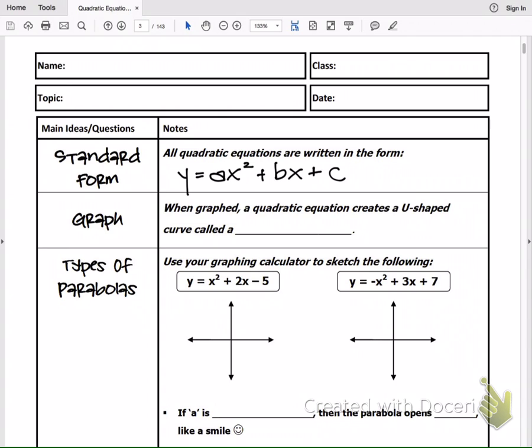Okay? When you graph it, the only other things that we've graphed have been lines. You graph a linear equation, it makes a line. You graph a quadratic equation, and it's something called a parabola. Okay, it is U-shaped. The general shape of that.